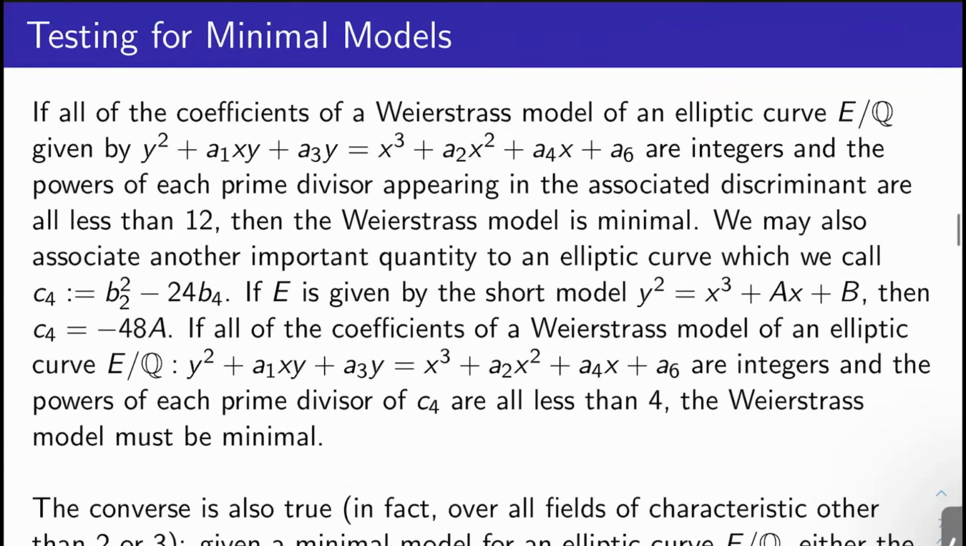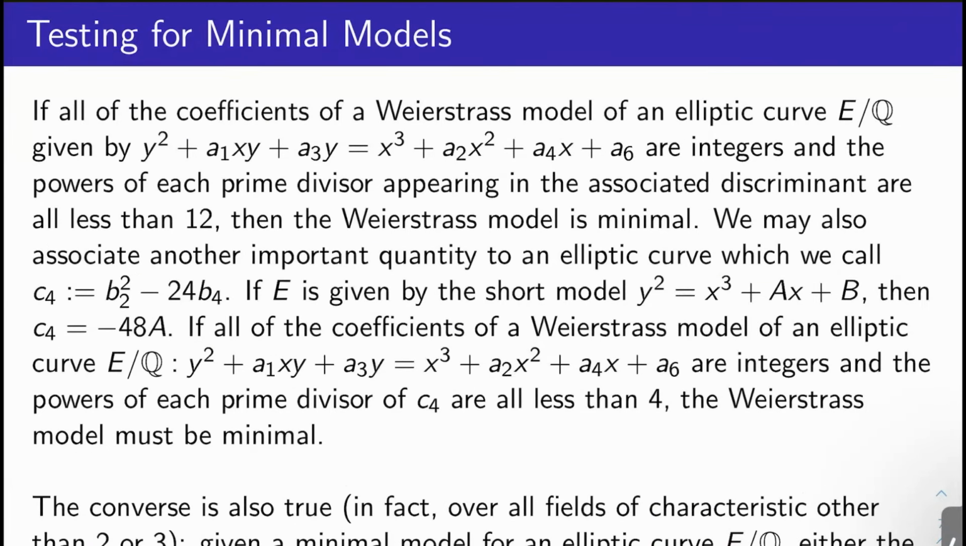How do you test for a global minimal model? Well, if all of the coefficients of a Weierstrass model of an elliptic curve E over Q, given in the usual long Weierstrass form, are integers, and the powers of each prime divisor appearing in the associated discriminant are less than 12, then this model is globally minimal.